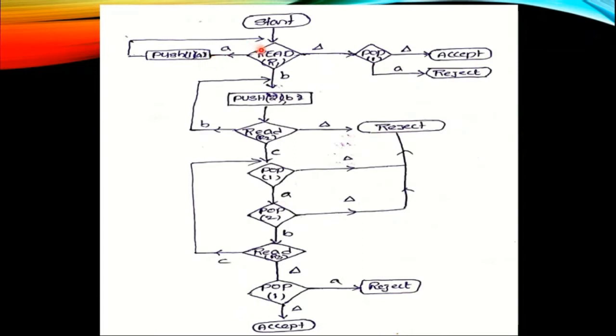Next, when reading a number of A's, we perform the push operation. After completion of the A's, in case we read B as input, then perform the push operation into stack 2. Just now we discussed: when reading a number of B's, perform the push operation into stack 2. So here we mention 2 within braces. It indicates stack number 2. And B will be pushed into the stack, and then go to the next state R2.